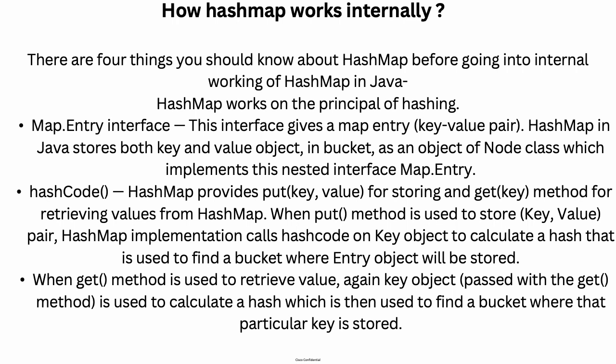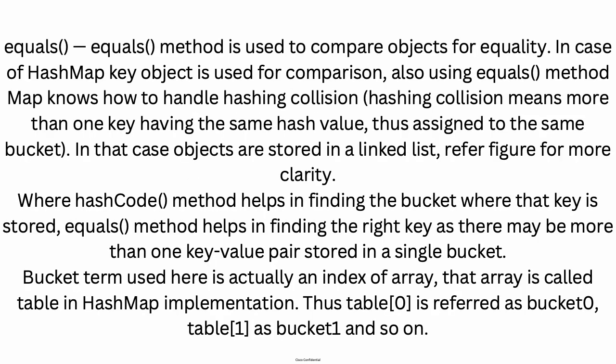Whenever we call the get method to retrieve any value, again the key object is passed with the get method and is used to calculate the hash, which is then used to find the bucket where that particular key is stored. The equals method is used to compare objects for equality. In the case of HashMap, the key object is used for comparison. Also, with the equals method, the map knows how to handle hashing collisions. And the hashCode method helps in finding the bucket where that key is stored.